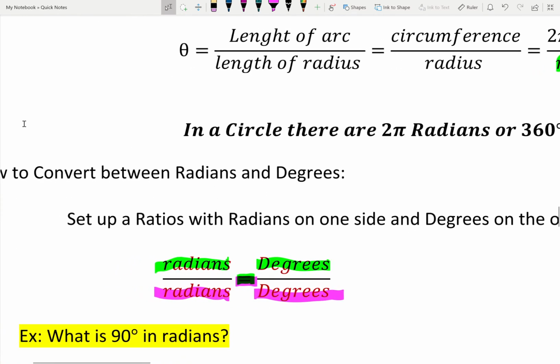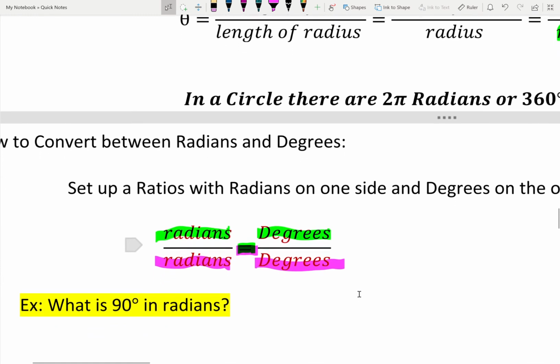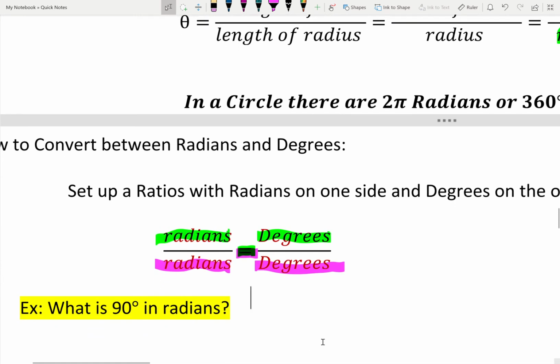So the question here is, what is 90 degrees in radians? First of all, this green and pink combination looks really cool. I like it. Anyway, what is 90 degrees in radians?